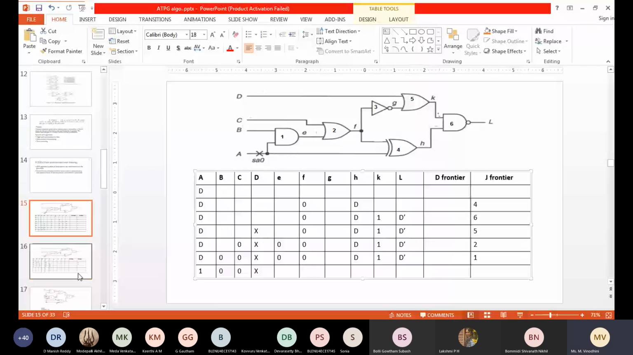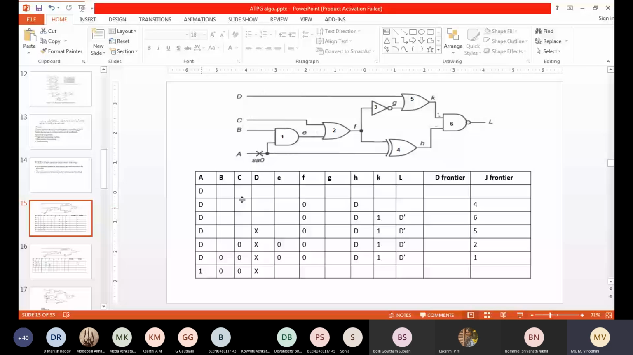Is it clear? Podem algorithm. But the problem is, if multiple paths are there, first try with the first path. If you are getting the answer, you are lucky. If not, you have to try immediately with another path. The table has to extend. Is it clear?